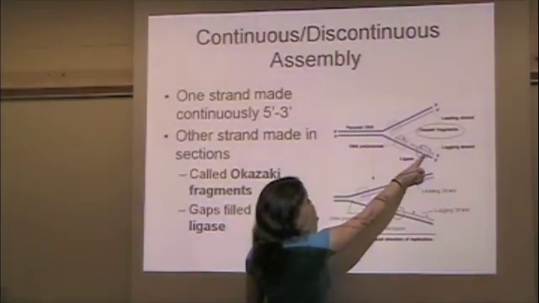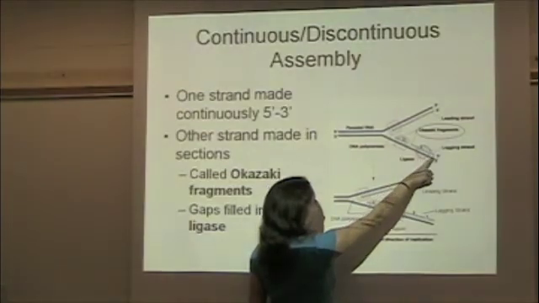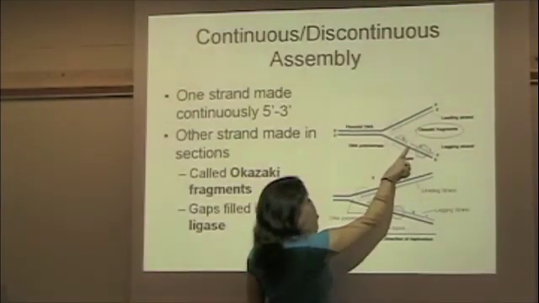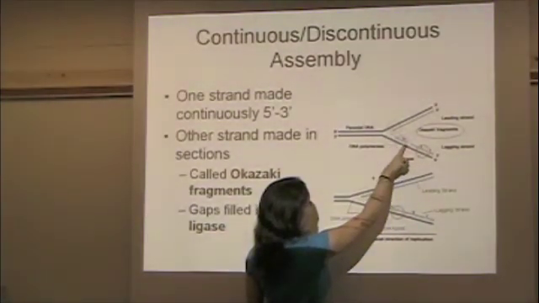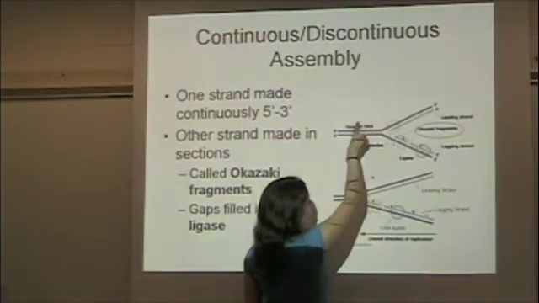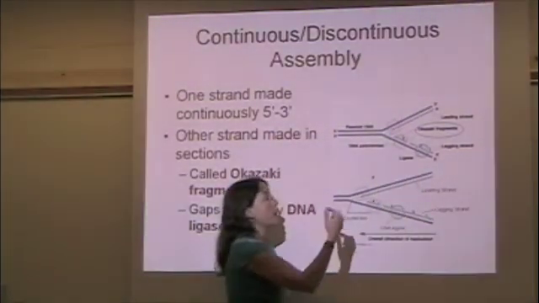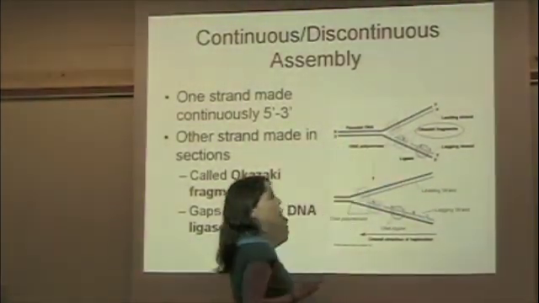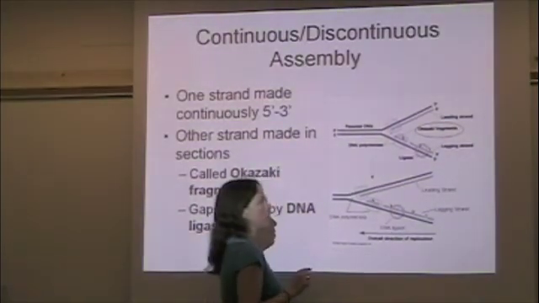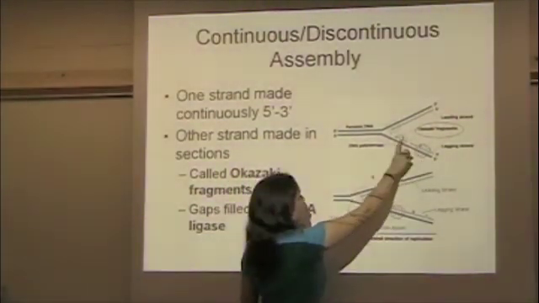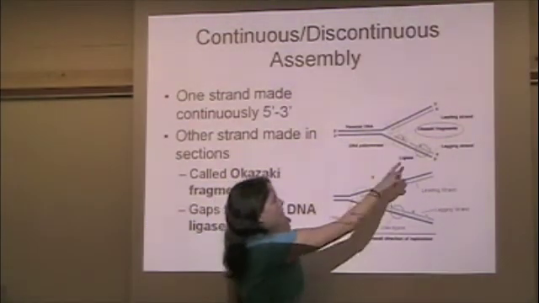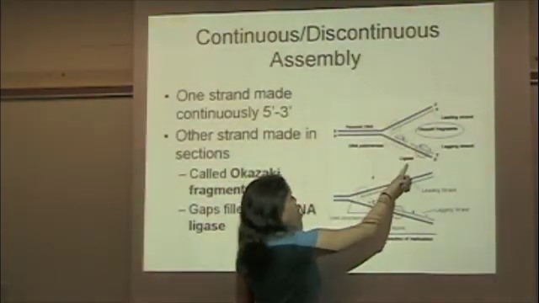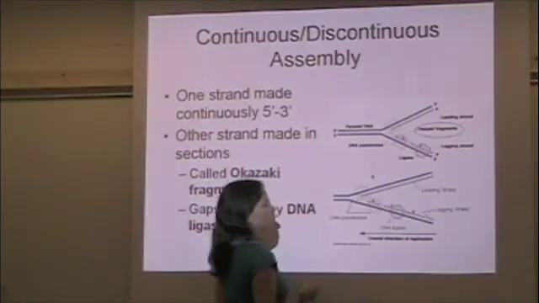Now, the second one works backwards, and it actually starts not directly at the end. It starts a little ways down, and it makes a little section 5' to 3', and then the DNA polymerase dissociates and reattaches and makes another little section 5' to 3', and then it makes another little section 5' to 3', and it continues. So it's working backwards, but it's still moving in the same direction of the replication bubble as it expands. These little pieces that are made are called the lagging strand, and there's gaps in between the pieces, and DNA ligase comes in and fills in those gaps.